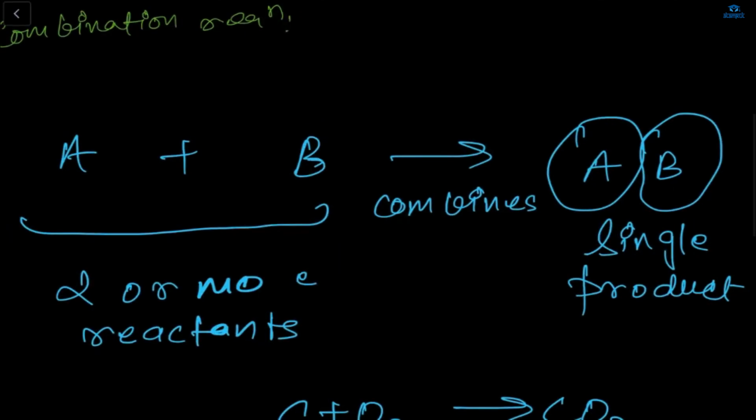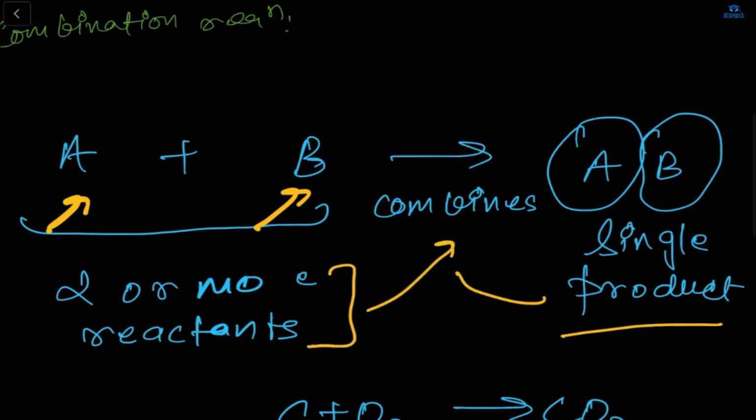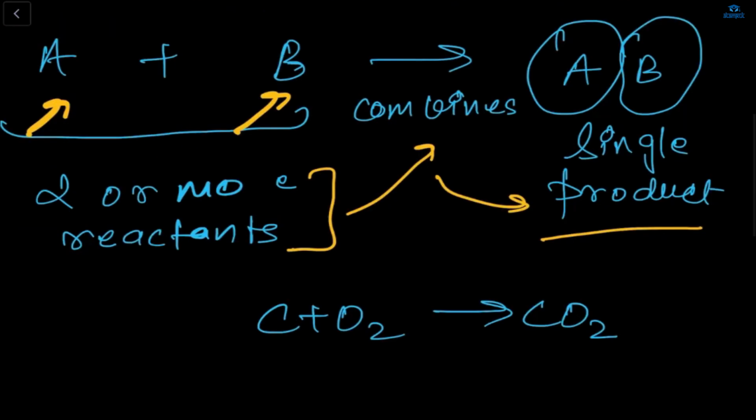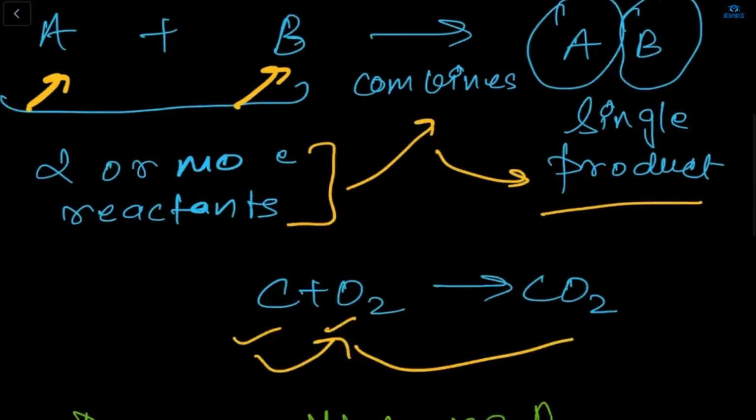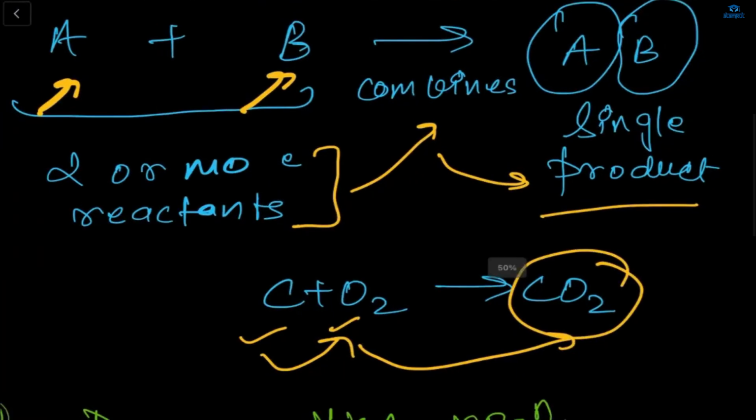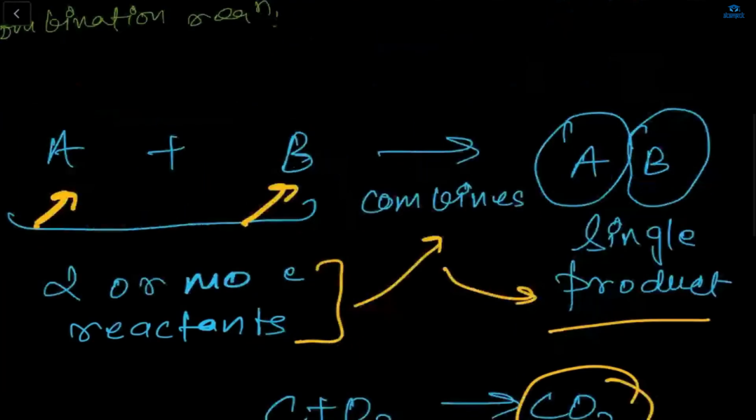So let's say here I'm combining A and B, and after combining, I'm getting a single product, which is AB. So this is your combination reaction. It means when two or more reactants get combined to form a single product. Like this, carbon and oxygen are combining to form a single product, which is carbon dioxide. Okay? So this is your combination reaction, when two or more substances combine and form a single product. Very simple.